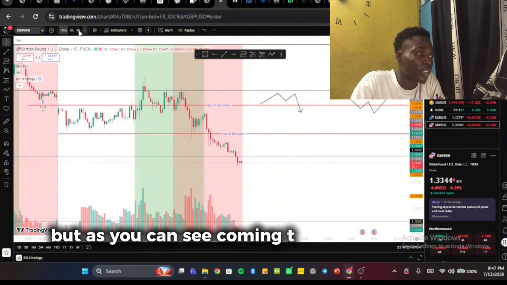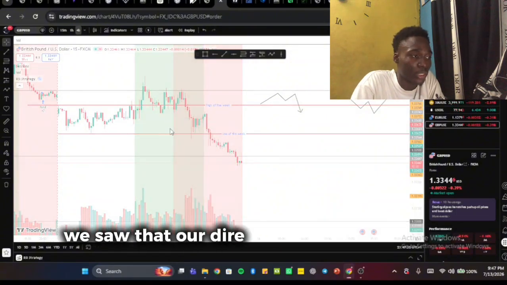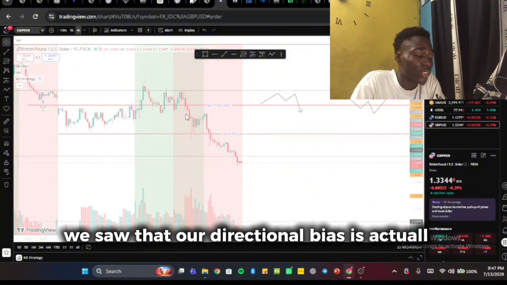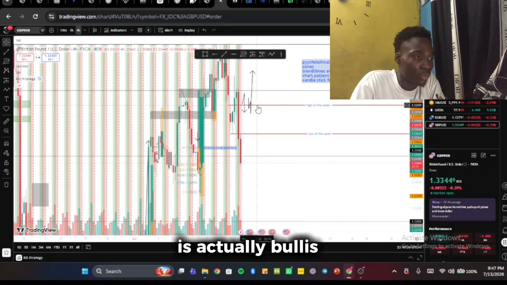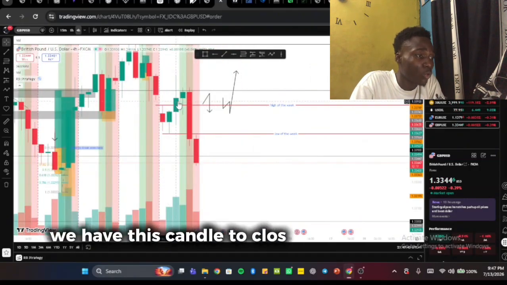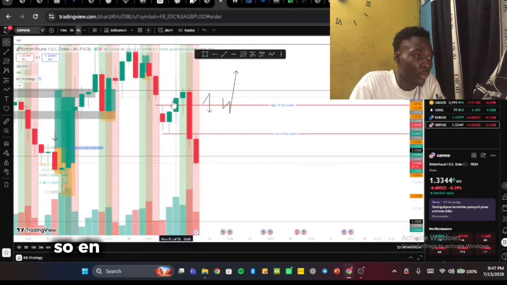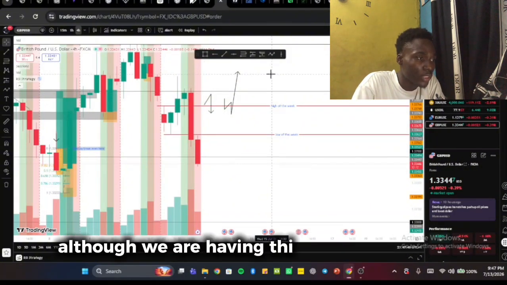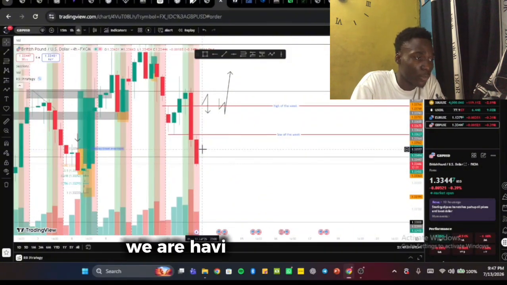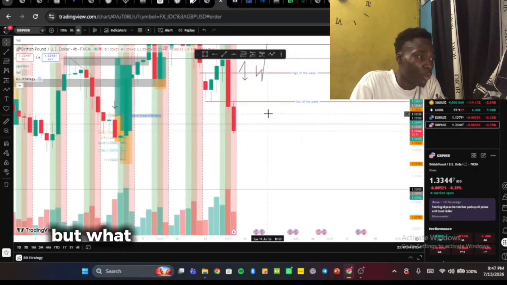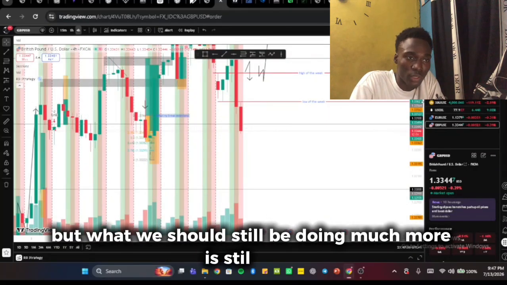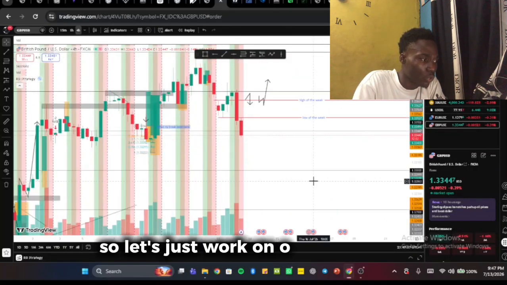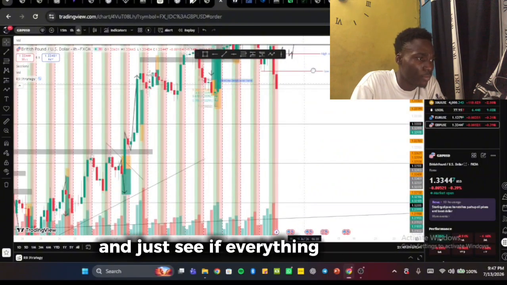But as we can see, coming to the higher time frame, we saw that our directional bias is actually bullish. We have this candlestick close bullish above the high of the week. So hence we should be expecting more of buys, although we are having sales currently. But what we should still be doing much more is still buys. So let's just work on our trend lines and just see if everything is aligned.